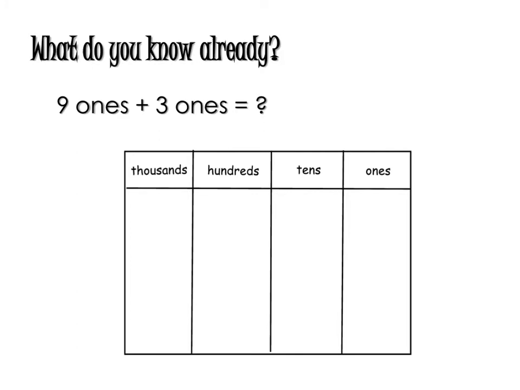Now what do you know already? Let's recap what we've learned in terms of whole numbers. So let's say I have 9 ones and 3 ones. If I add them together, 9 ones plus 3 ones, what would that get me? Let me use this place value chart to help me. If I have 9 ones and I have 3 ones, if I add them up together, 9 plus 3 will get me 11.